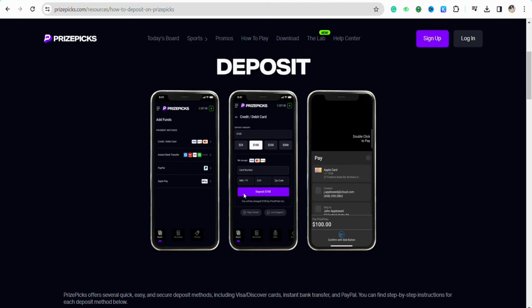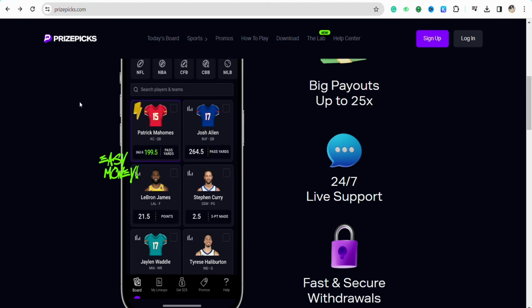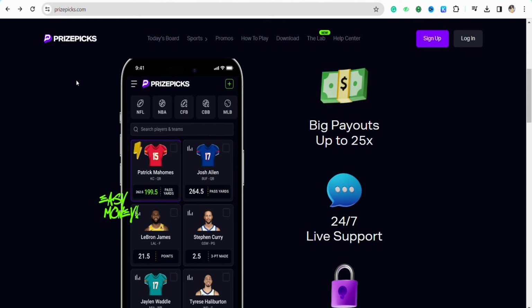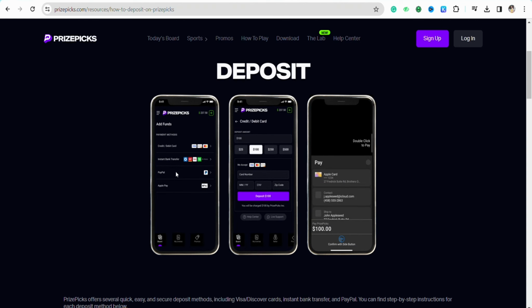Another possible reason would be that the name on your deposit method does not match the name on your account. If you enter a deposit method, for example your debit or credit card, and the card name is different from the name you are using in your PrizePicks account, then there is a possibility that PrizePicks might not accept your payment method. So make sure to use a payment method where your name and other information match with each other.